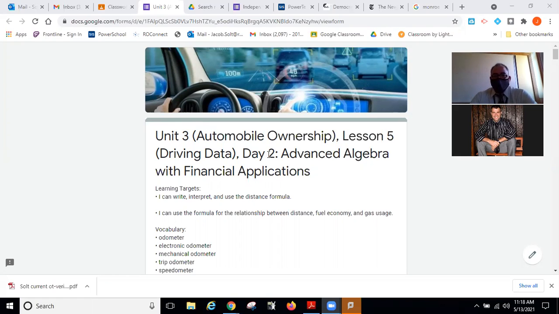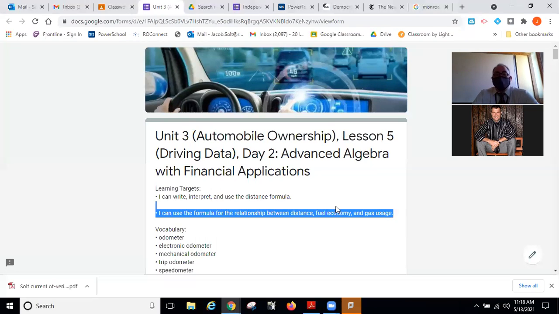We are working on Unit 3, Automobile Ownership, Lesson 5, Driving Data, Day 2, which is really going to be Thursday and Friday, right? Day 2 is the way I've got these things worked out right now. You do Day 1 on Monday, Tuesday, Day 2 on Thursday, Friday, and then that's it, 2 assignments per week. All right, we got these 2 learning targets. Remember those 2 learning targets?